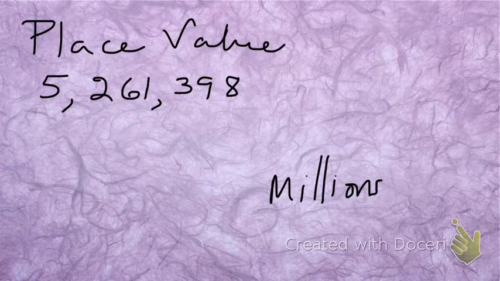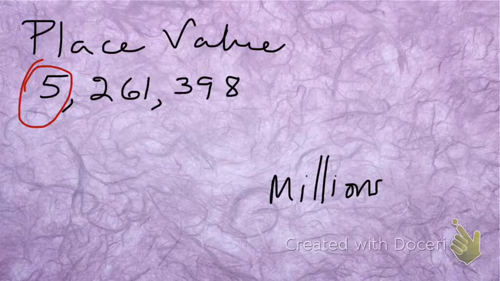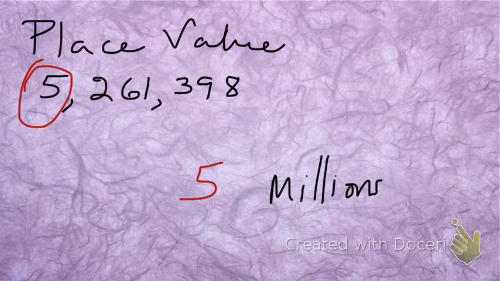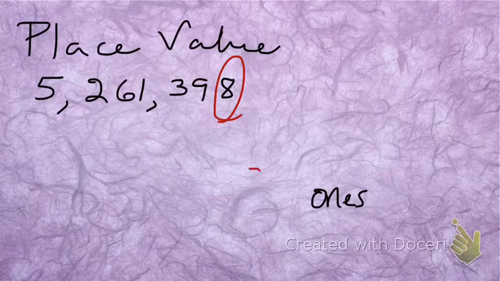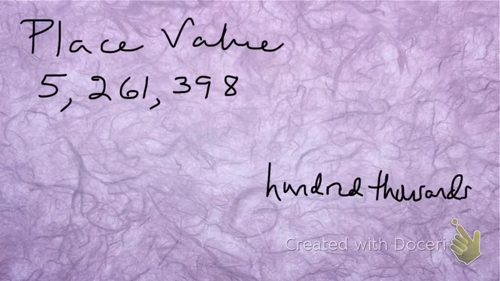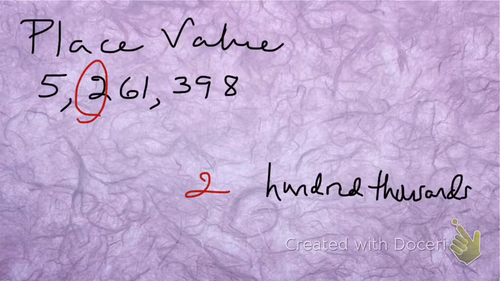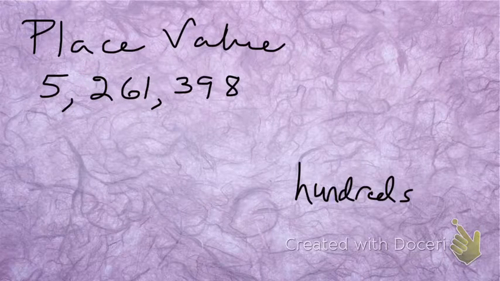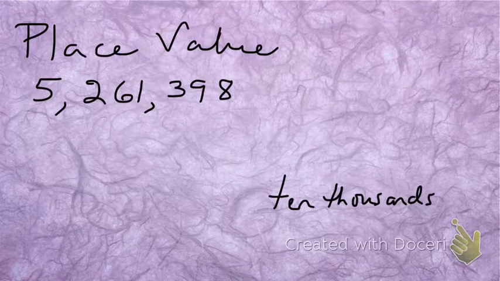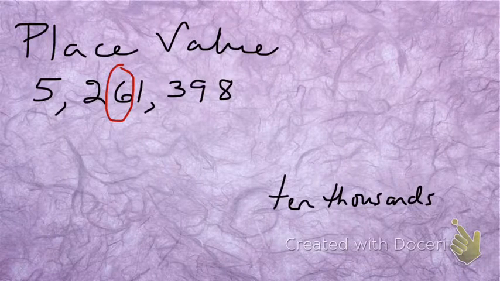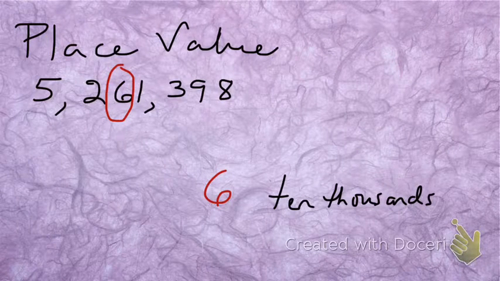As for the millions place, 5 millions. The ones place, that would be 8 ones. The 100,000s, we've got 200,000. The hundreds, 3, that's 300. And about the 10,000s, there is a 6 in the 10,000s place, so that is 6 of those 10,000s.